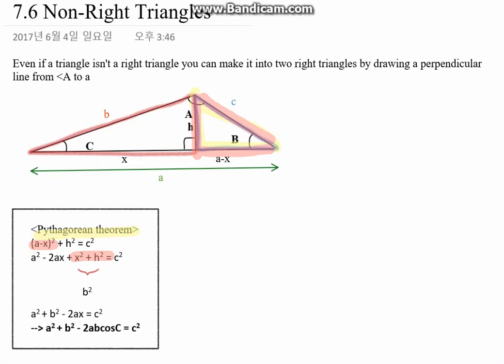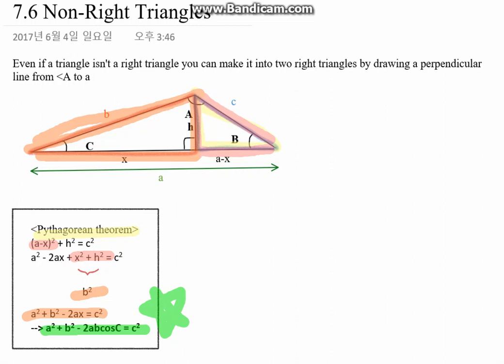Now if we take a look at this part and then at this red triangle, we're going to see something odd: x squared plus h squared. Again, by the Pythagorean theorem, this is going to equal b squared. So we simplify this, and instead of x squared plus h squared, we use b squared. That leads us to a squared plus b squared minus 2ax equals c squared. If we simplify further, this is eventually a squared plus b squared minus 2ab cosine C equals c squared. And this is basically the law of cosines.